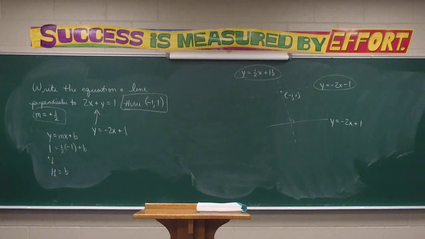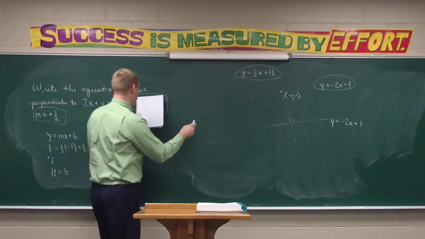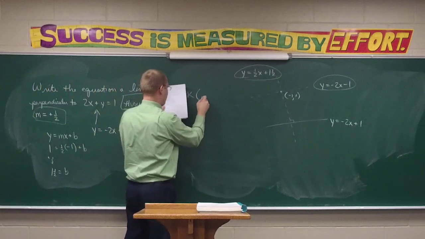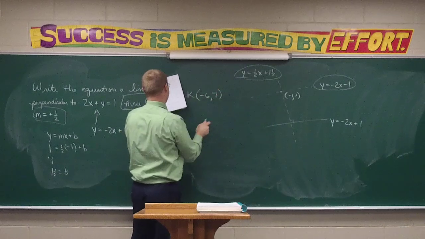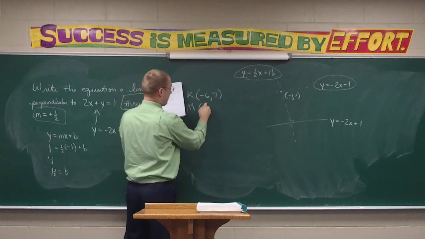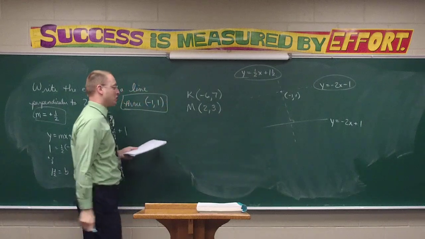Another type of thing we're going to work on after the break that I want to show you is, let's suppose we have a random point. We'll name it K, and it's the point -6, 7. Suppose we have another point. We'll call it M, and we'll give it the coordinates 2, 3.